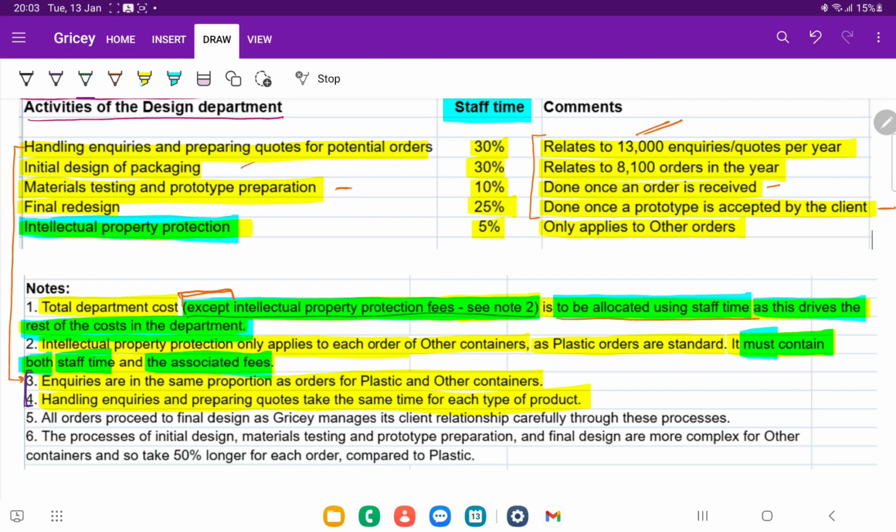All orders are processed to final design, as Greasy manages its client relationship carefully through these processes.